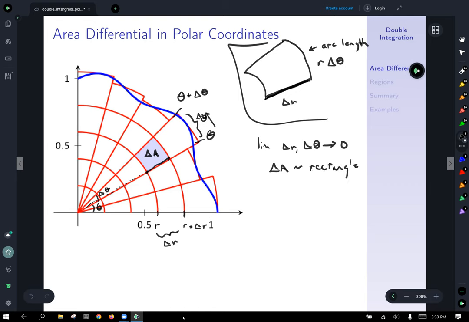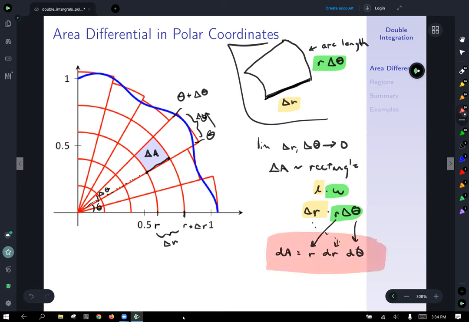And we know the area of a rectangle is given by length times width. From above, our length is delta R, and our width, if you will, is R delta theta. So if you do the Riemann sum and get all fancy with it, you end up with dA equals R dr d theta. This is important enough that it gets highlighted. This is the area differential in polar coordinates.